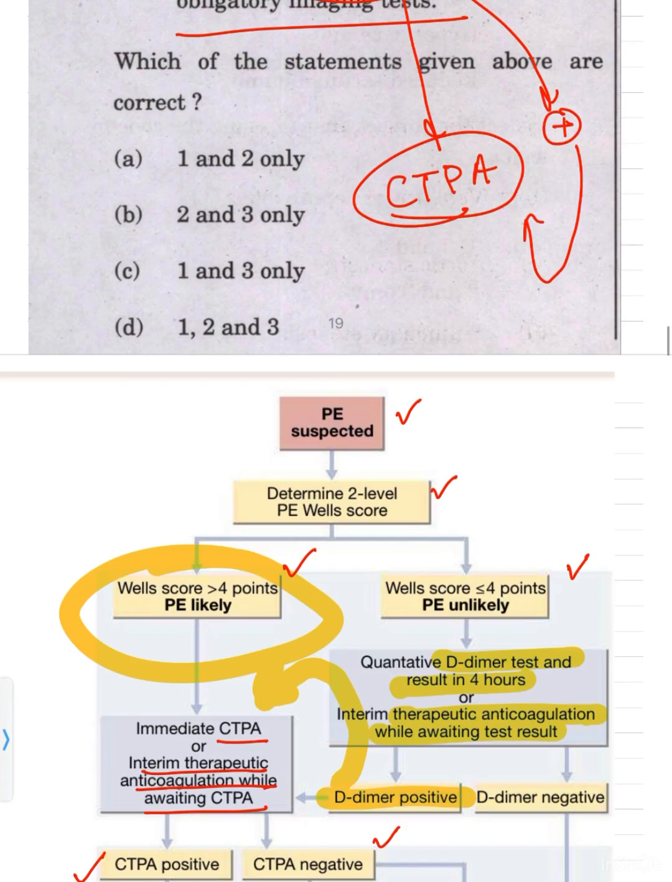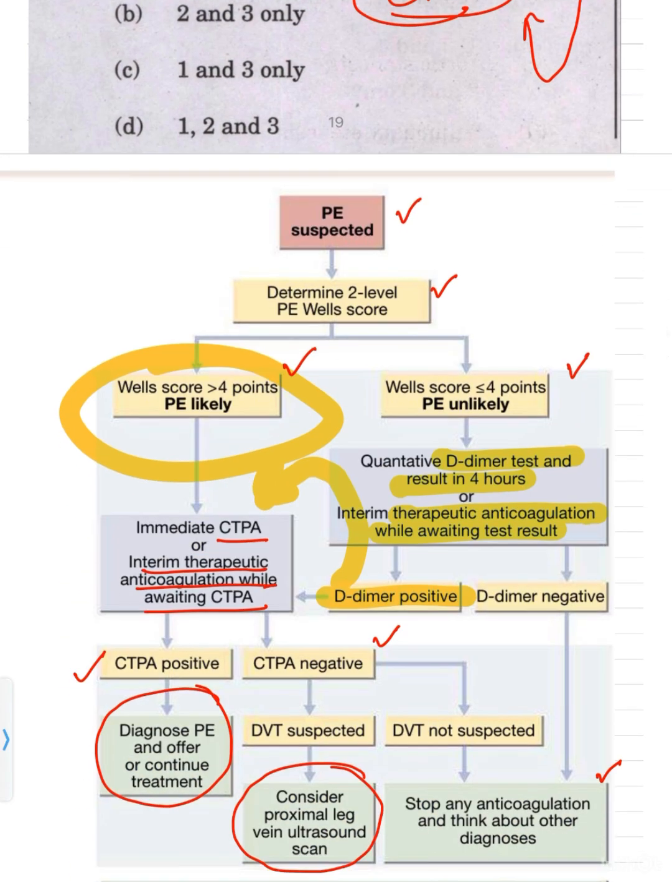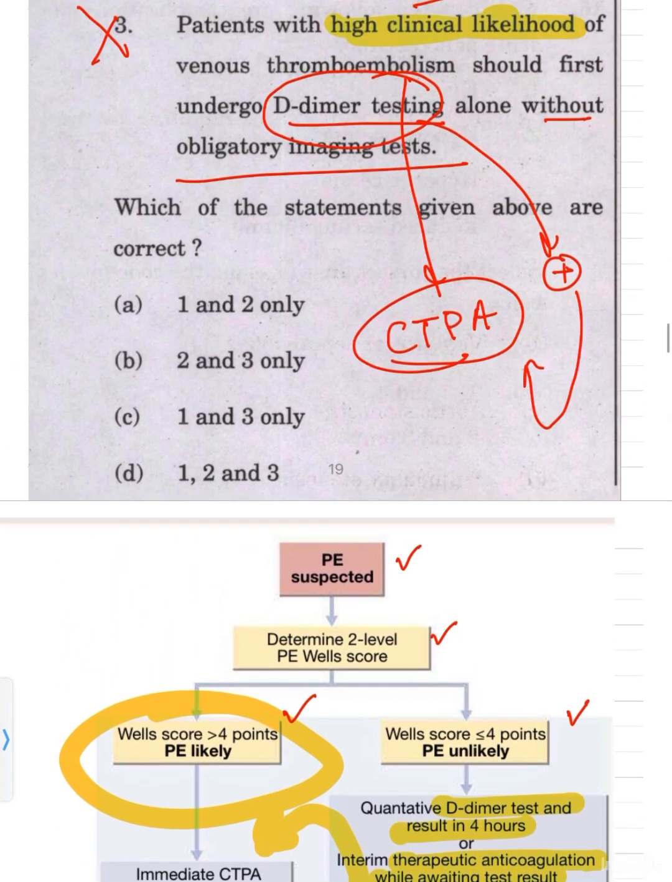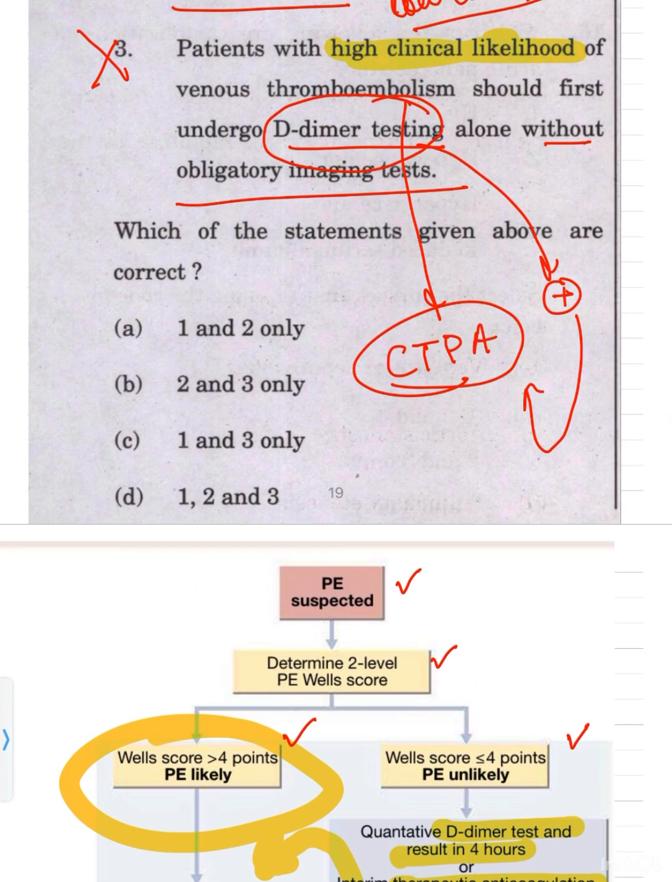What is high clinical likelihood? Wells score more than 4 means there's a high clinical likelihood. Score less than 4 means there is low likelihood. If it's a high clinical likelihood, go for the CTPA. If it's a low clinical likelihood, go for the D-dimer testing. If it comes out positive, again go for the CTPA. So that's the wrong option.